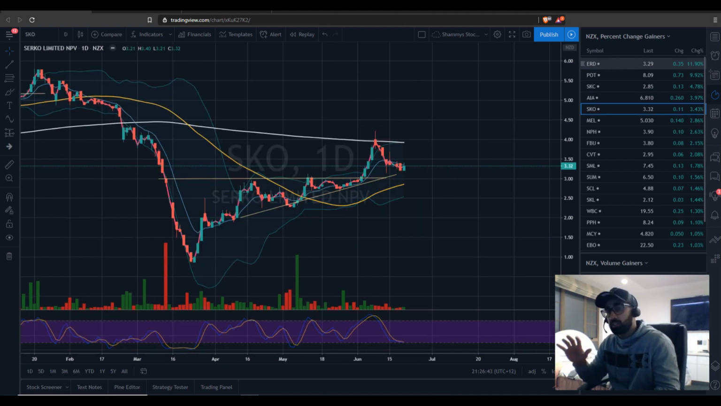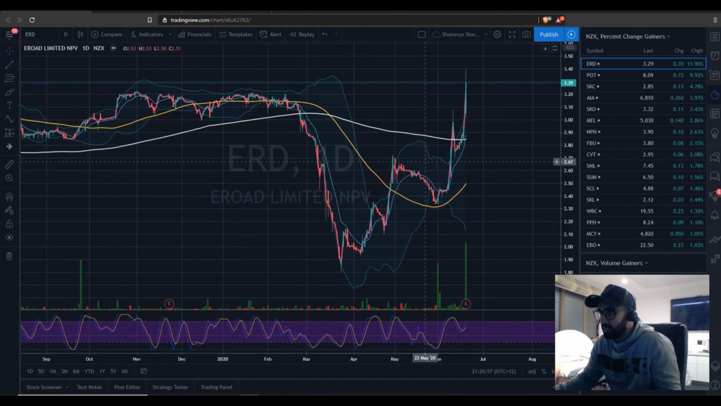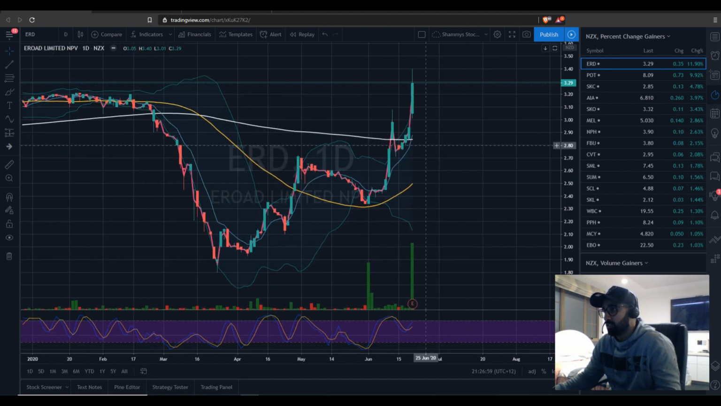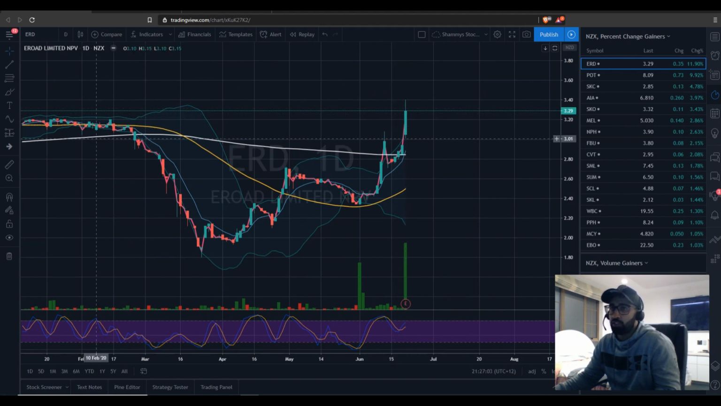So this is basic charting. This is a good way to see what stocks are going up for the next day, what stocks are looking like breaking out, what stocks we should stay away from, and stuff like that. If I went from the top, we had this ERD one, E-Road. This is a stock that exploded higher. So it's broken out higher. Can it continue higher? That's our biggest question.